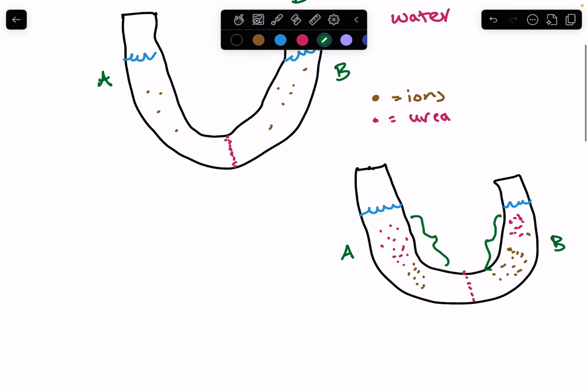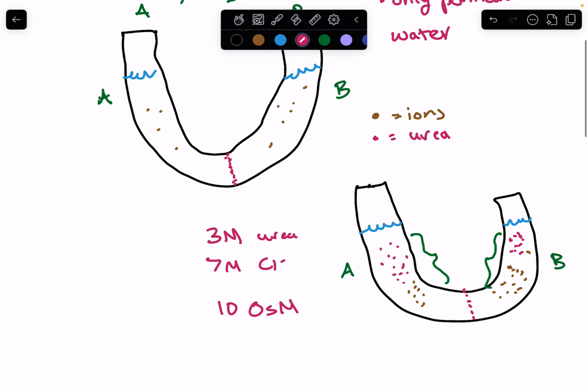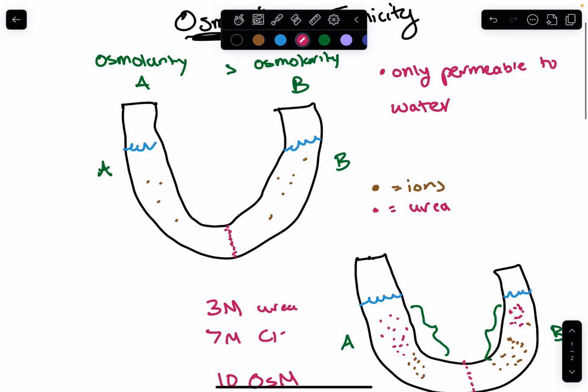So let's say we have 3 molar urea and 7 molar chloride ions. Our osmolarity for side A would then be 10 osmoles. Hopefully that makes sense and helps clarify the concept of osmolarity.